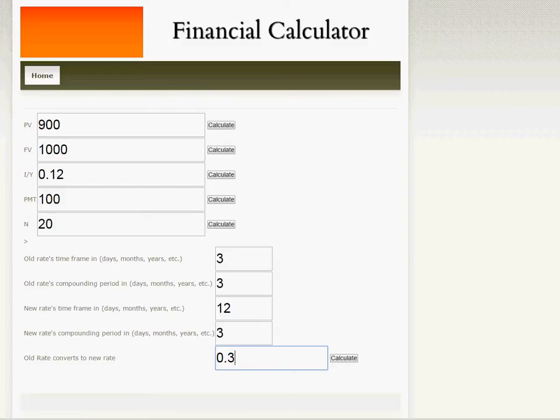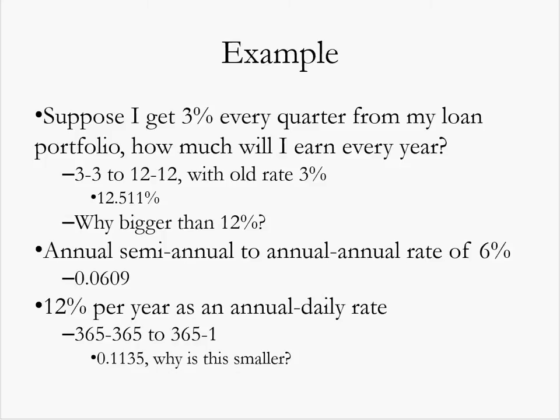So we go back to 3%, and this time change the compounding frequency. We get a different rate. It's not 12% anymore because we're compounding less frequently, and so we need to have a higher rate to get to the same place. So that's why it's bigger than 12%: we're compounding less frequently, so we need a bigger rate.